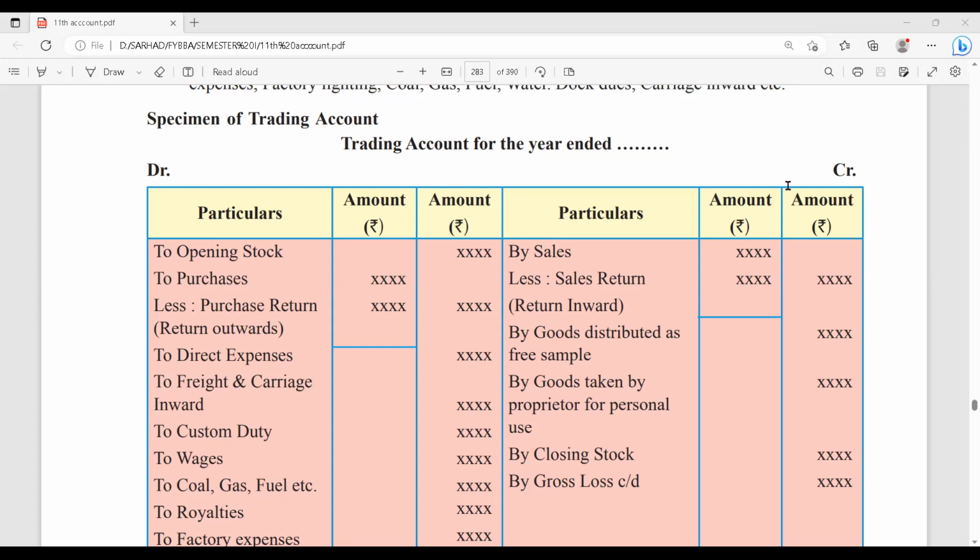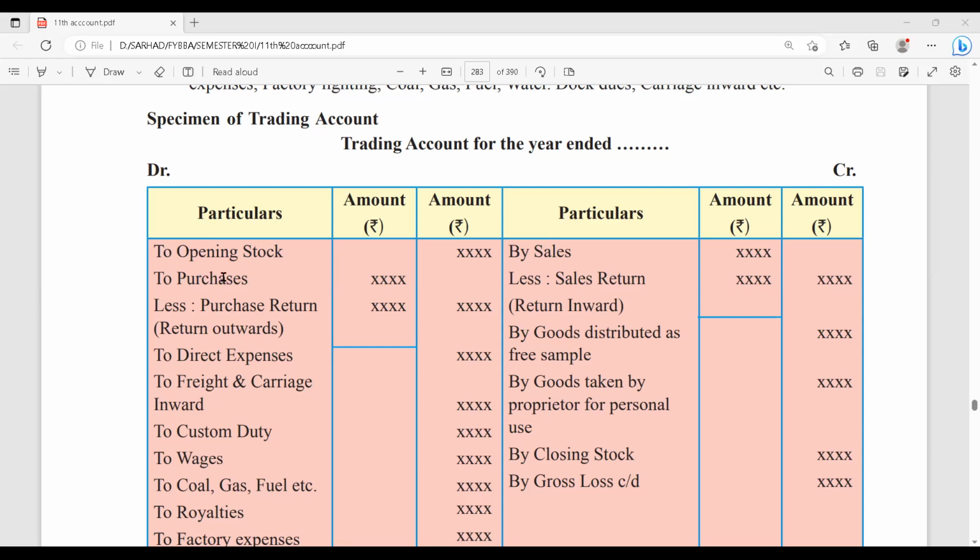Now we will go for the trading account format. You just have to give the heading: in the books of whatever name is given in the question. Then give the heading trading account for the year ended, and write down the period for which you have to prepare this trading account. Okay, so let's see what is included in the trading account.